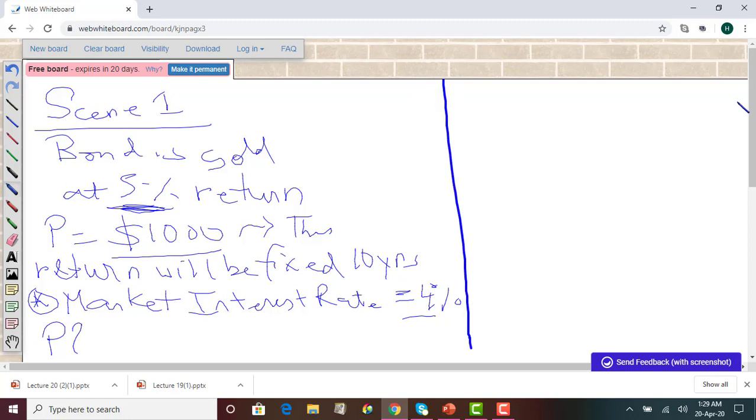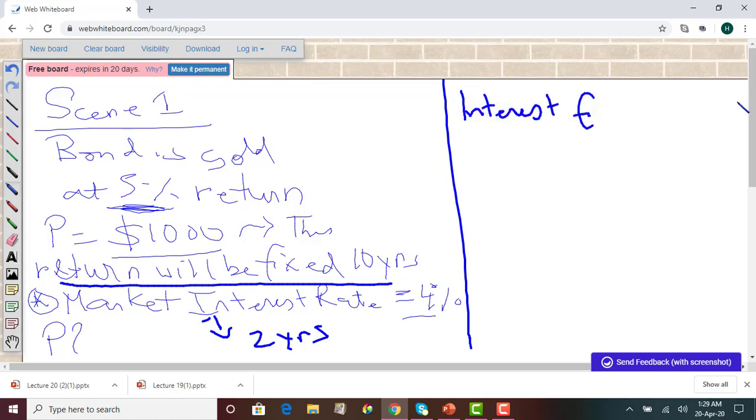And this will be a problem in your exam, so make sure you know this. So basically, this is important. I said your return will be fixed for 10 years, but let's say after 2 years, the market interest rate drops to 4%. So first you have to calculate your fixed payment. What is the fixed amount you're getting every year? Every year you're getting 5% of $1,000 as interest payment, right?